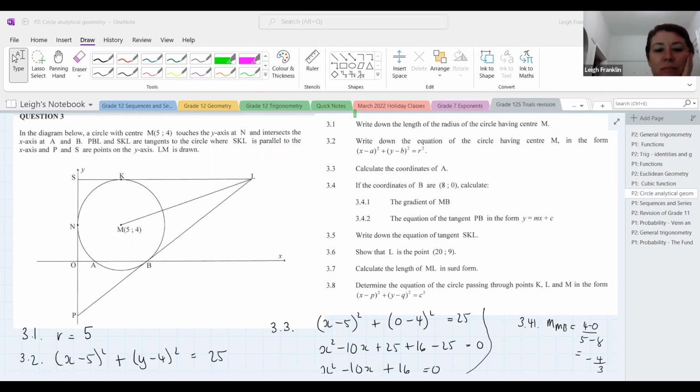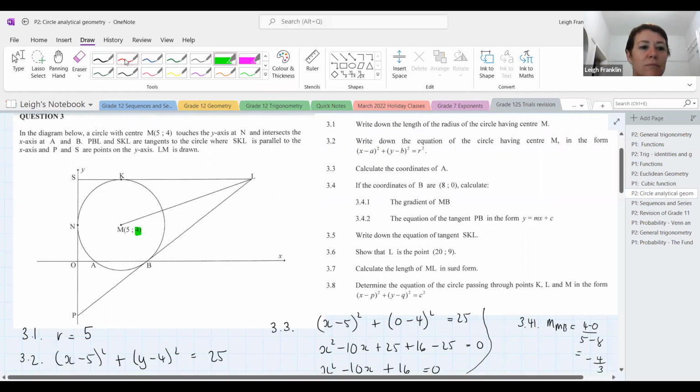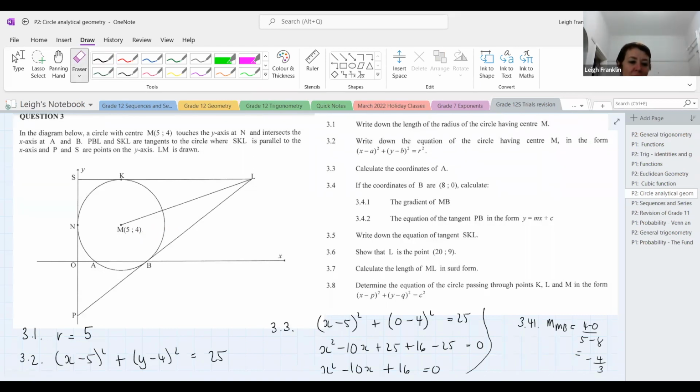So I recognized that the radius of the circle is 5 because from M to N, it's 5 units. So I realized that from M to K would also be 5 units. So I just took the y value 4 plus the 5 to realize that y there is 9. Lovely. That's such a wonderful explanation. Thank you so much. That was beautiful.